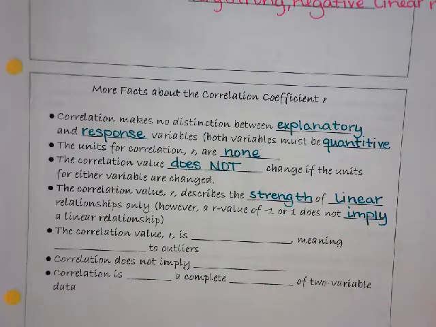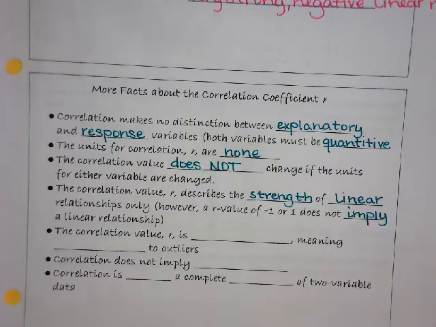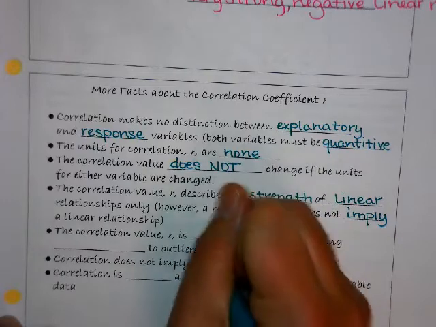The correlation value R is non-resistant to outliers, which means that it gets affected by those outliers. And we will look more at that further in this unit.